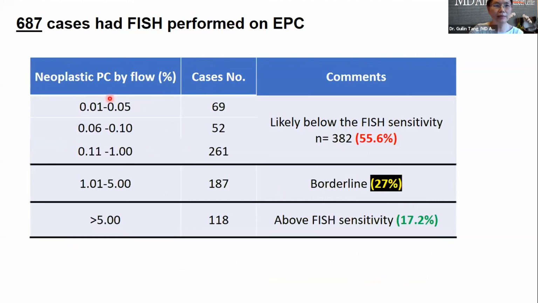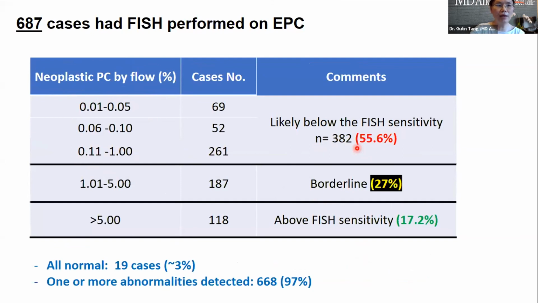By flow cytometry, these are neoplastic cells. You can see this is a group I also feel is almost dangerous, or unable to detect by FISH without the EPC. We have 687 cases, and only 19 cases gave us an all normal result, just 3%. And 97% of the cases show at least one abnormality. It's higher than the reported ones. So it's very, very successful, and now it's very stable in the lab.